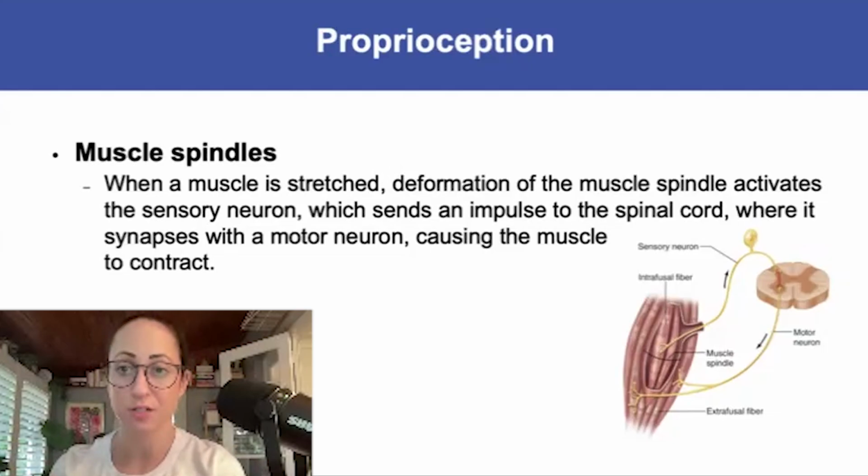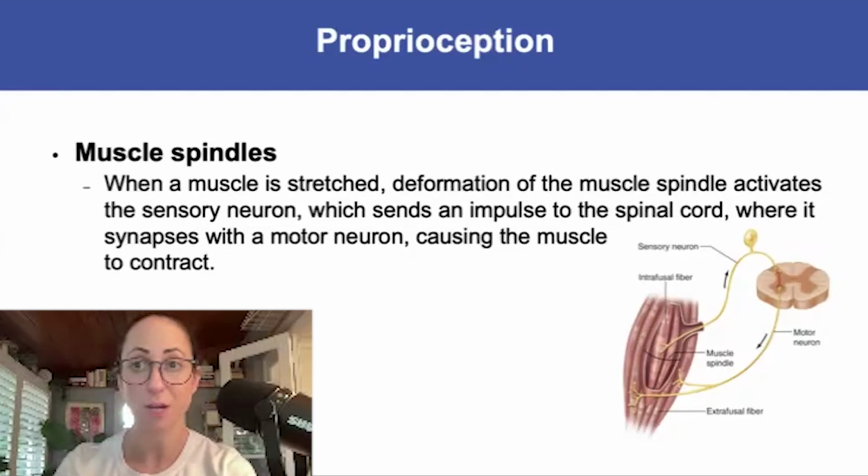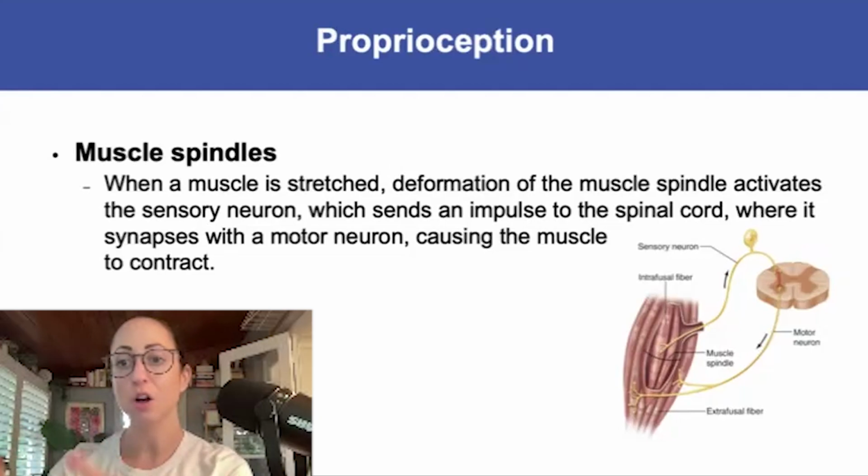And the bigger the stretch is, the bigger the activation of the muscle spindle, and therefore the bigger contraction as a result. So the pathway, to keep it really simple, step one, the muscle is going to lengthen, and therefore the spindle inside the intrafusal muscle fibers is also going to lengthen. That's going to activate that sensory neuron of the intrafusal muscle fiber or the muscle spindle itself. That sensory neuron is going to send a signal all the way to the spinal cord, where it synapses or meets with a motor neuron. That motor neuron is going to go right back to the muscle and tell it to contract.